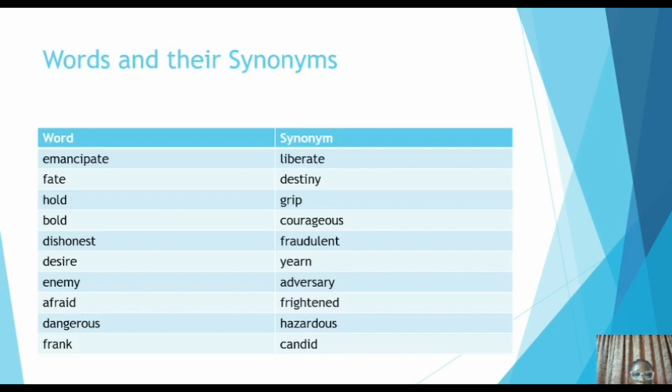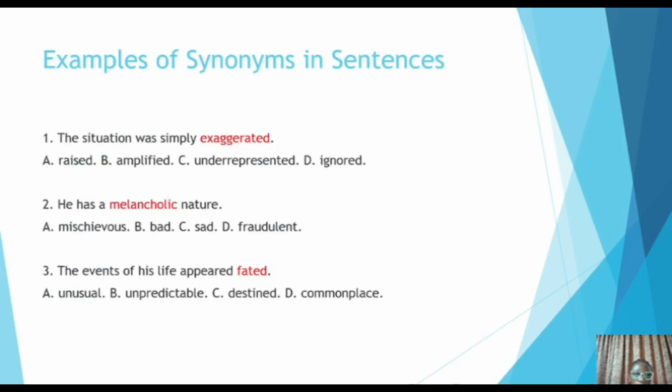We have bold and we have courageous. We have dishonest and we have fraudulent. We have desire and we have yearn. There's enemy and adversary. We have afraid and frightened. We have dangerous and hazardous. We have frank and candid. Let's look at examples of synonyms in sentences.